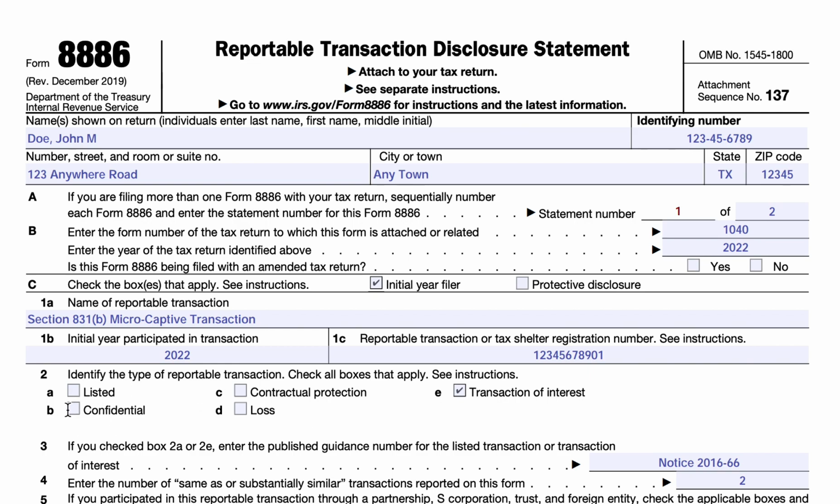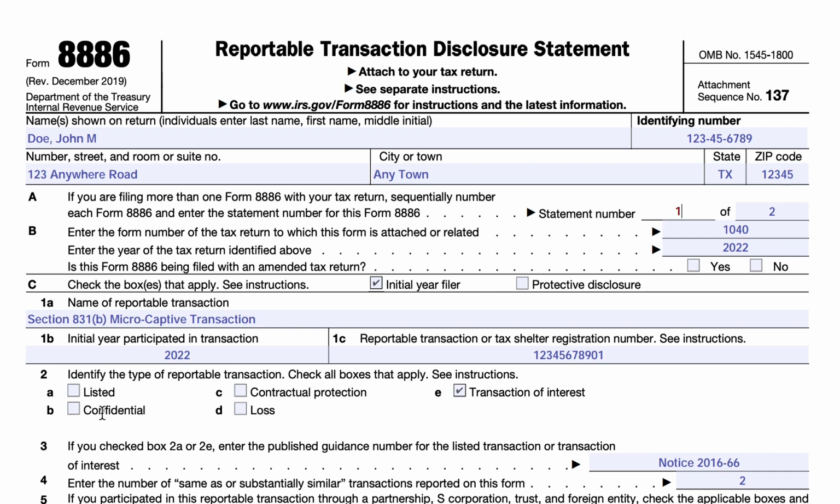So the next is confidential. Basically, this is a transaction that's offered to you or a related party under conditions of confidentiality, meaning that the advisor is placing a limit on your ability to disclose the tax treatment. So even if it's not legally binding on you, it's still treated as a confidential transaction.